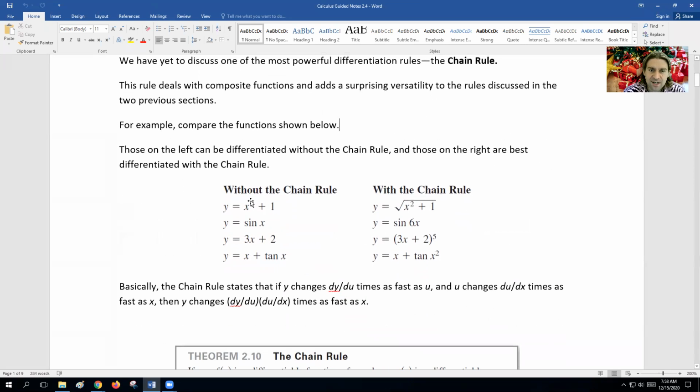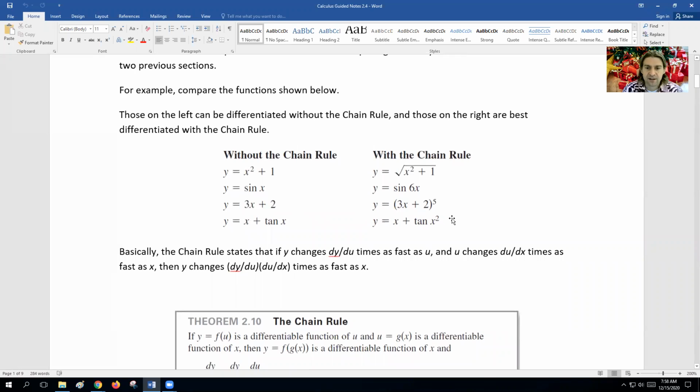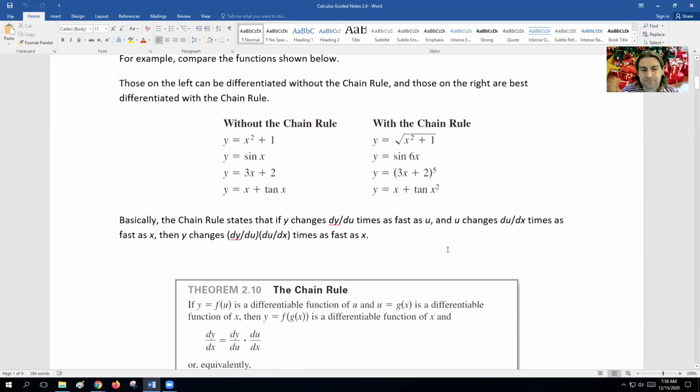For example, if we look at the functions in this list, the left side is ones where we don't have to use the chain rule. On the right side are ones where we do. If we just have x squared plus 1, we just do the normal derivative. But if we have the square root of x squared plus 1, you can see we have a function inside of another one. Or sine of x, totally normal, but sine of 6x, we'll have to use the chain rule for. So anytime we have a function inside of another function, we're going to use the chain rule.